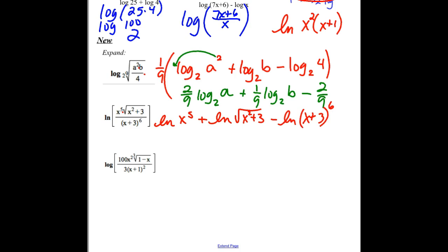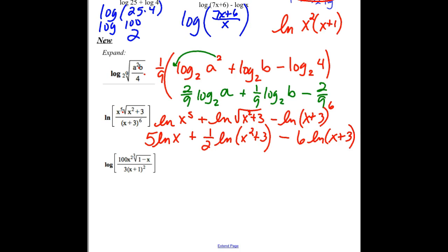And the only thing we have left to do is do what? Move those powers out front. So we should have 5 natural log of x plus 1/2 natural log of the quantity x squared plus 3 in parentheses, minus 6 times the natural log of the quantity x plus 3. Agree? All right, at your tables, try the next one.